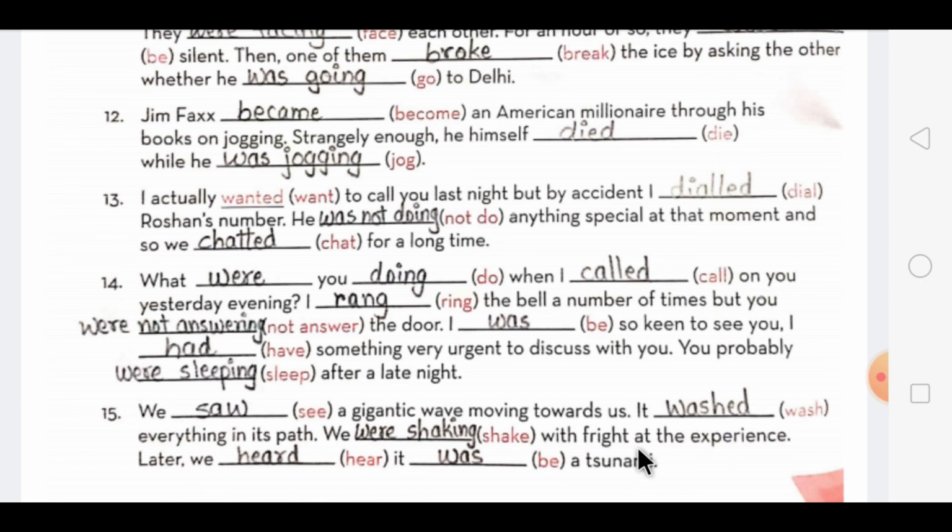So dear students, I hope you would have understood these two tenses which I explained over here. So you have to write all this textual exercise with a pencil in the textbook itself.